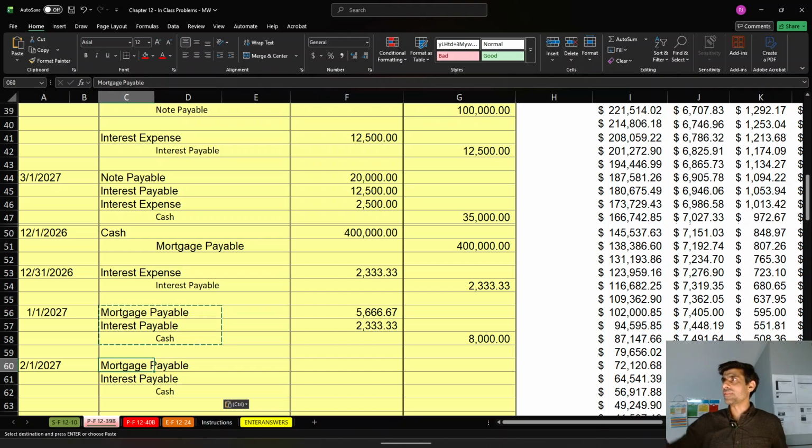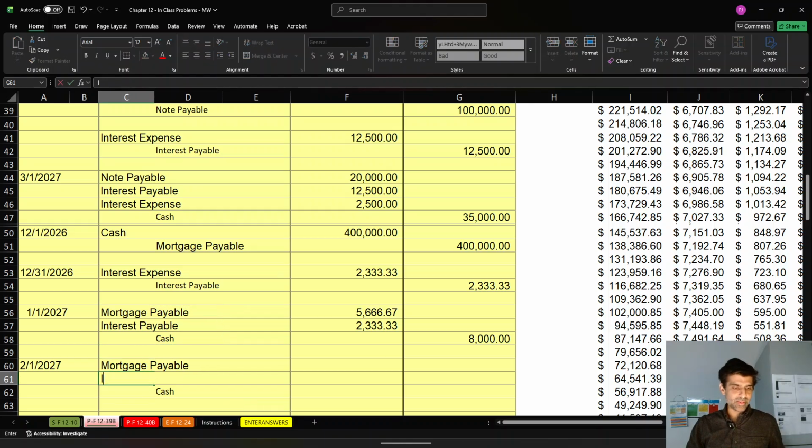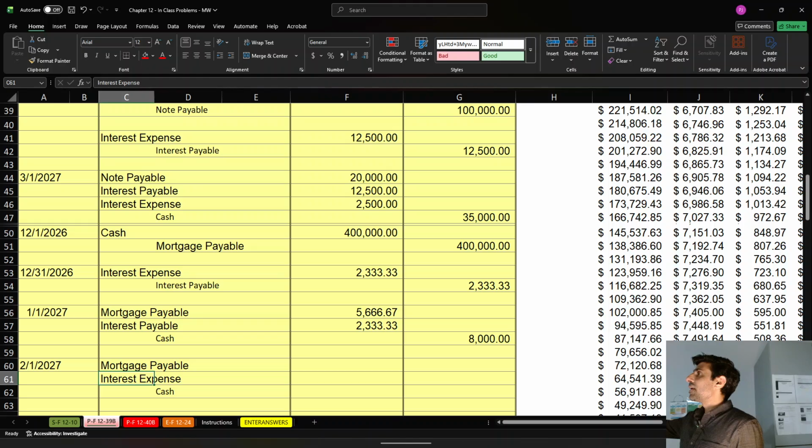No. Mohammed, I saw you raise your hand. What is it? What changes? Exactly. This is not going to be interest expense. Why? Because the February 1st payment covers January interest, and it's January 2027. So we want this interest expense to be in 2027. So we're okay with expensing it. Okay.